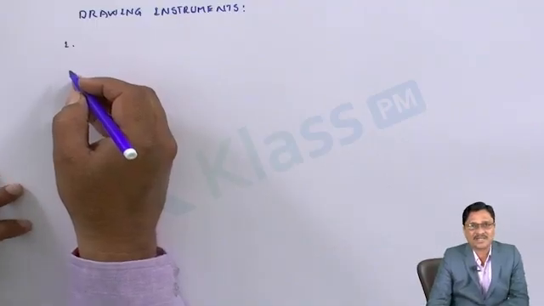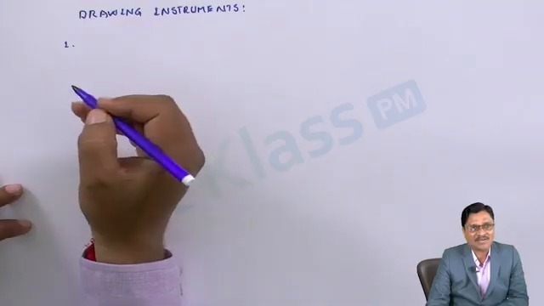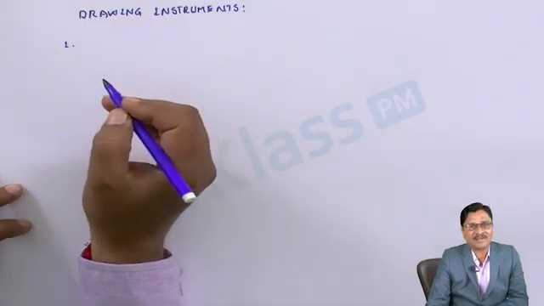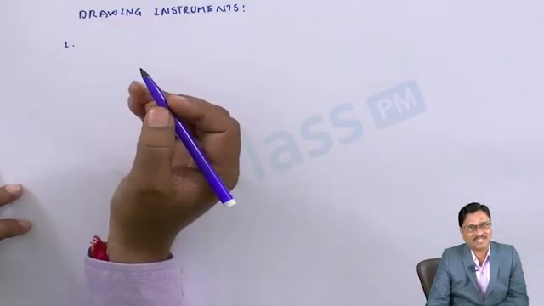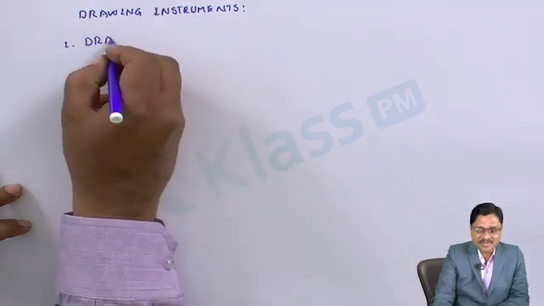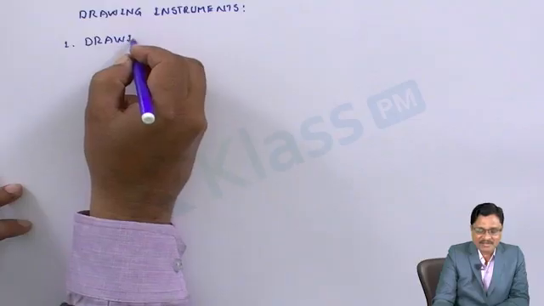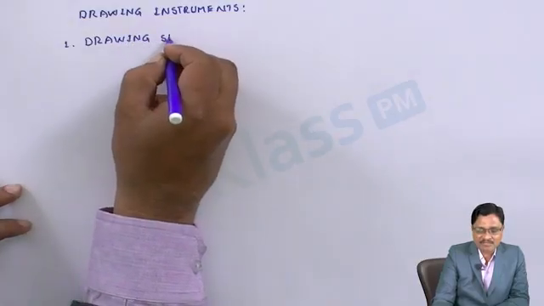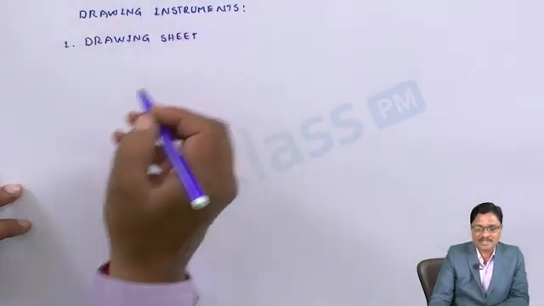What is the first sheet required to represent our drawing, or our idea on something? On paper we are normally representing it. So we can say paper, but instead of paper we say drawing sheet. Drawing sheet is required.